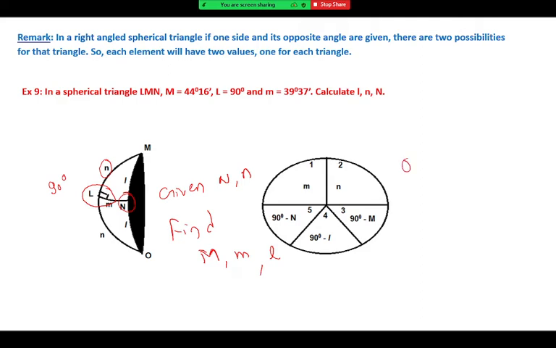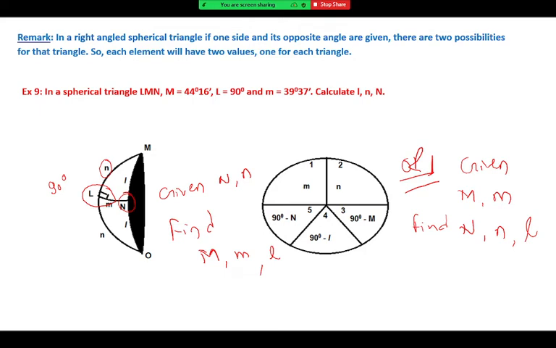Or, instead of giving this side and angle pair, suppose we are given capital M and small m, and the question is to find capital N, small n, and L. So in both these cases, we have two solutions.